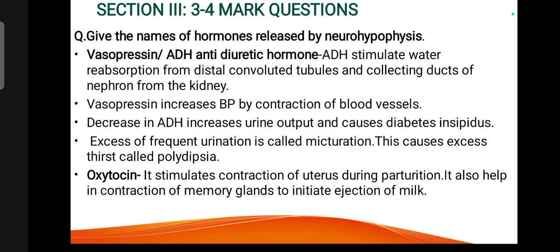Excess of frequent urination is called micturition. This causes excess thirst called polydipsia. Oxytocin stimulates contraction of uterus during parturition. It also helps in contraction of mammary glands to initiate ejection of milk.